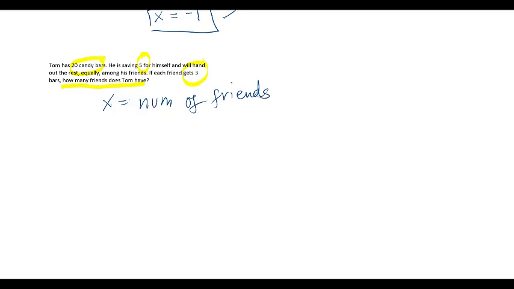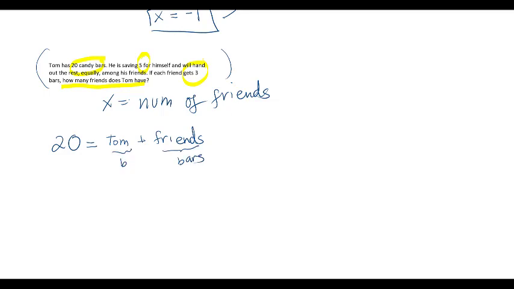Let's now try to write out this problem as a story as a math expression. So we'll convert the story into math. So Tom has 20 candy bars. Let's write that out. So we have 20 candy bars. Now we know he's going to save some for himself and we'll give some to his friends. But the total is 20. So let's write that our total 20 equals to what Tom eats, right? Plus what he gives to his friends. Okay, not the number of friends, but the number of bars, right?